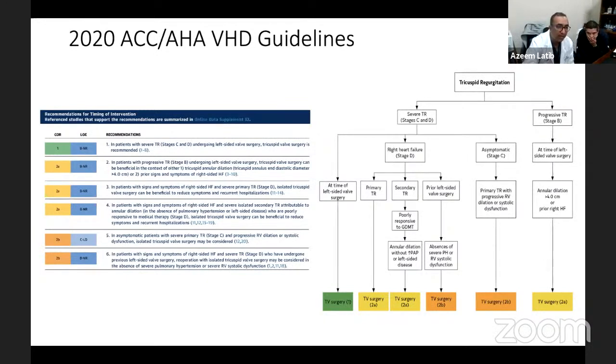So, the guidelines for TR are still pretty restrictive when it comes to tricuspid regurgitation. There's really only one class 1 indication, and that's in patients who are actually already undergoing left-sided surgery. But treating isolated tricuspid valve surgery, whether repair or replacement, actually has either class 2A or class 2B indication.